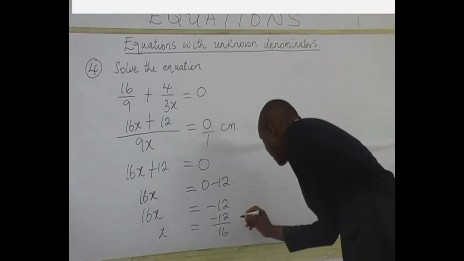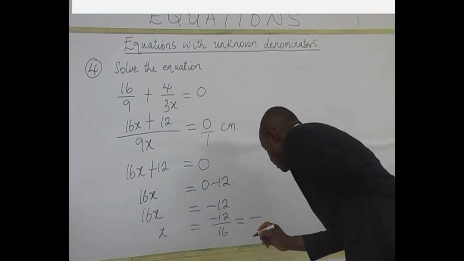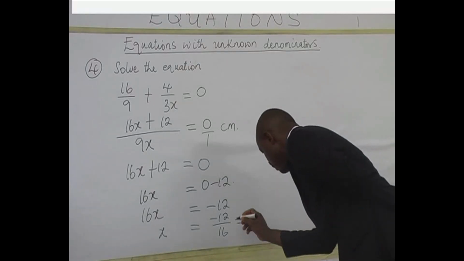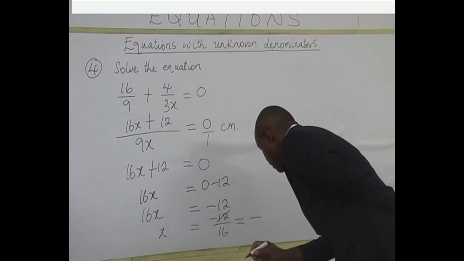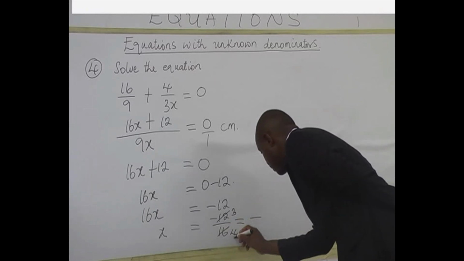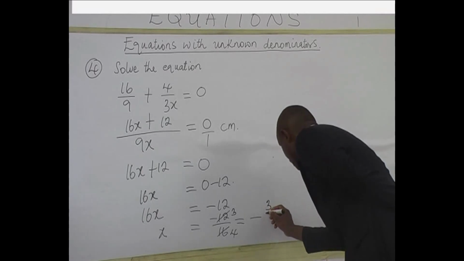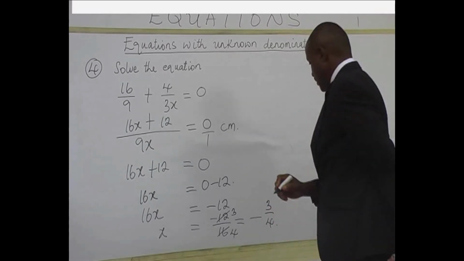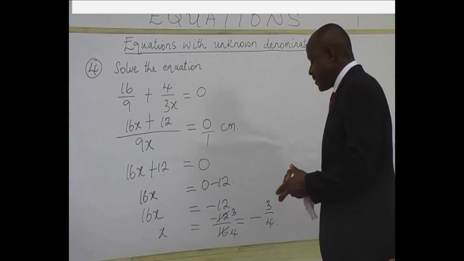Minus 12 divided by 16 will give you minus. 4 can divide this to give you 3. 4 divides this to give you 4. So we have minus 3 all over 4 to be the value of x.